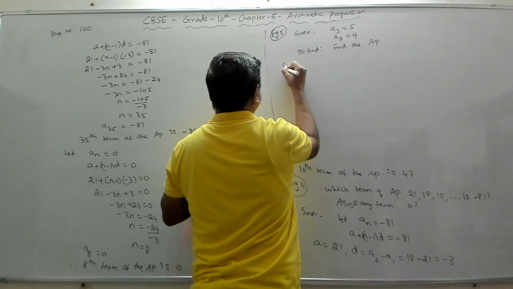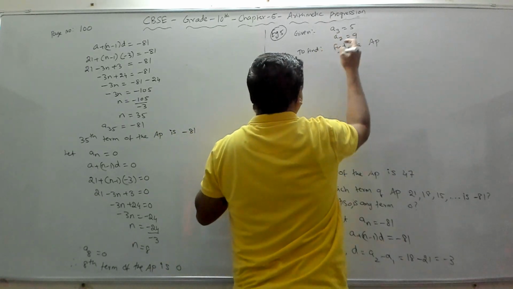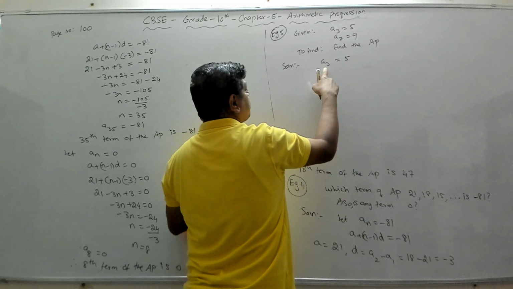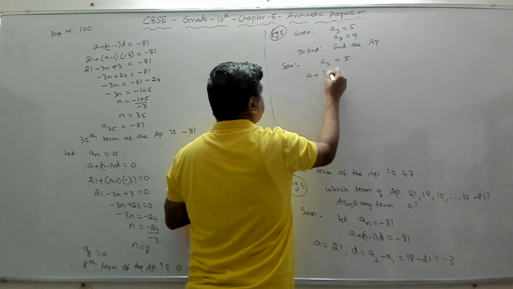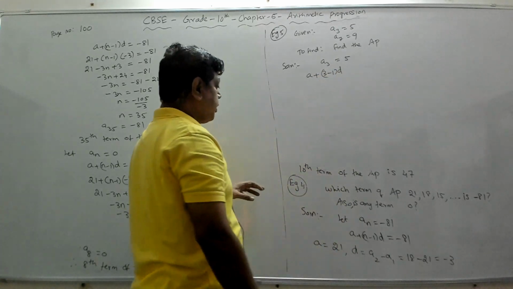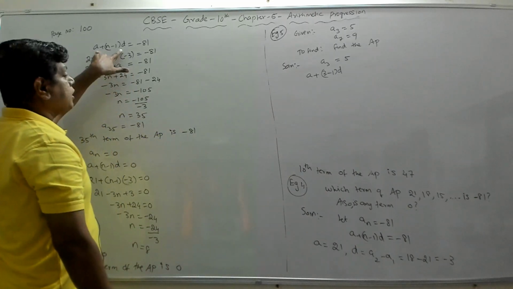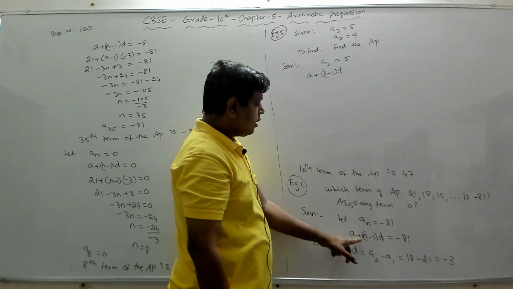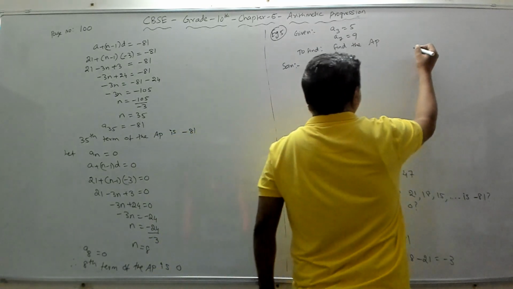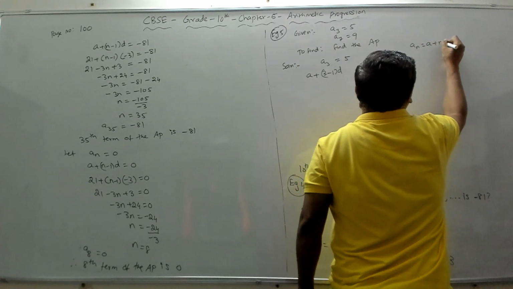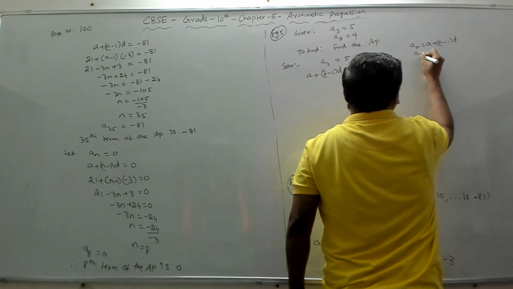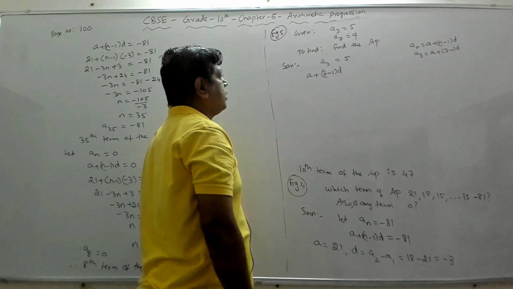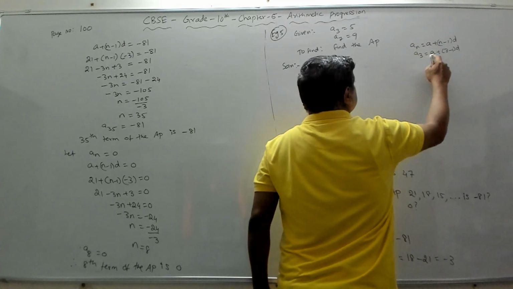Now solution. What is given? A3 is 5, which means the third term is 5. But what is the A3 formula? A3 is A plus 3 minus 1 into D, because your AN is A plus N minus 1 into D. So if I want to find A3, A3 will be A plus 3 minus 1 into D. In the place of N, I have to put 3 to find A3.